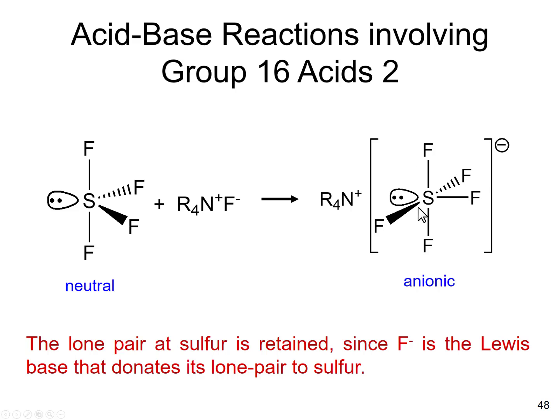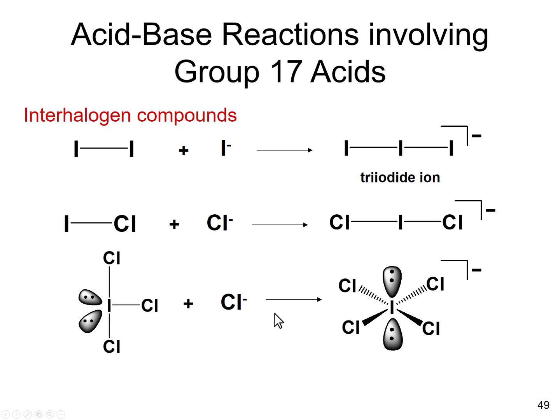And in this pentafluorido species, the sulfur has simply accepted the lone pair of the fluoride while retaining its own lone pair. So obviously, the whole species will become negatively charged. And the ammonium moiety here is simply a cation that balances the negative charge of this Lewis acid-base adduct. So overall, the lone pair at sulfur is retained, since fluoride is a Lewis base that donates a lone pair to sulfur. In group 17, we have the group of the halogens.